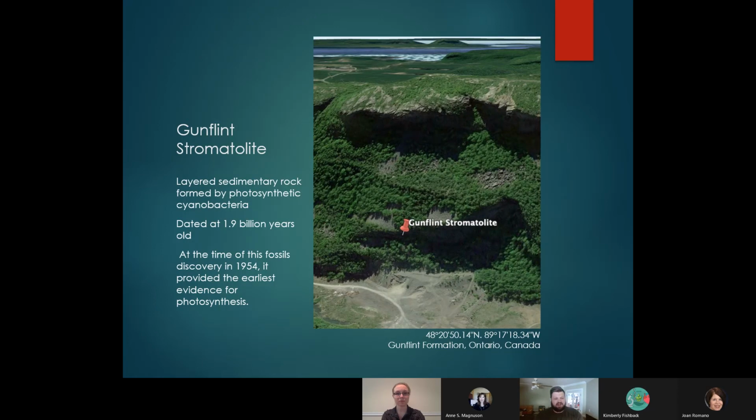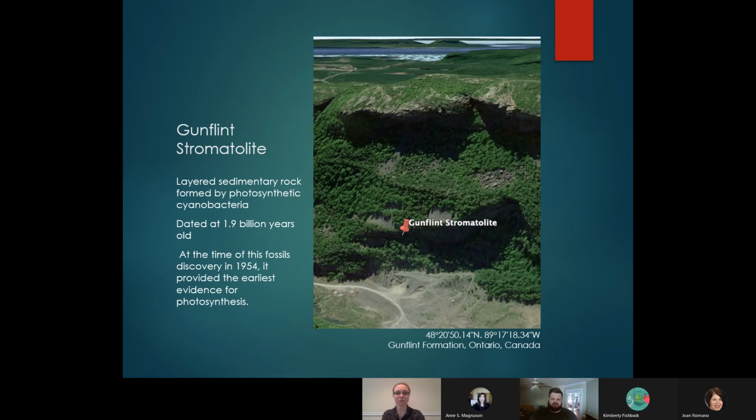So the first is the Gunflint stromatolite, which was found in Ontario, Canada. And so a stromatolite is a type of sedimentary rock that's formed by photosynthetic cyanobacteria. And so this represents one of the earliest known forms of life, a simple microorganism that had no nucleus. Essentially all it was really capable of doing was taking in carbon dioxide and light and expelling oxygen.